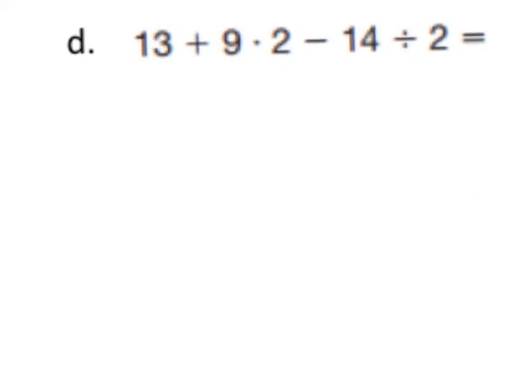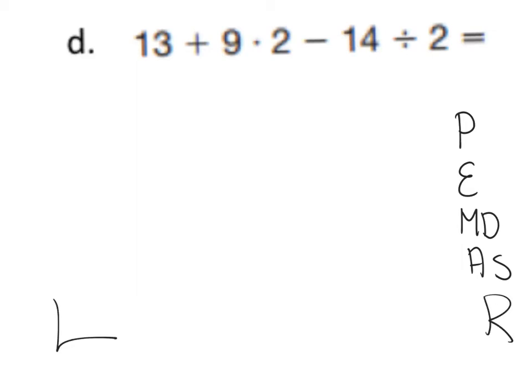Okay, we are on the last one of numerical expressions. Once again, writing my order of operations down to help me remember what to do. So I don't have any parentheses. I do not have exponents. So we are starting with multiplication, division, and that goes left to right. So we are going to go through. This is the first thing we see. So we're going to take care of that first.